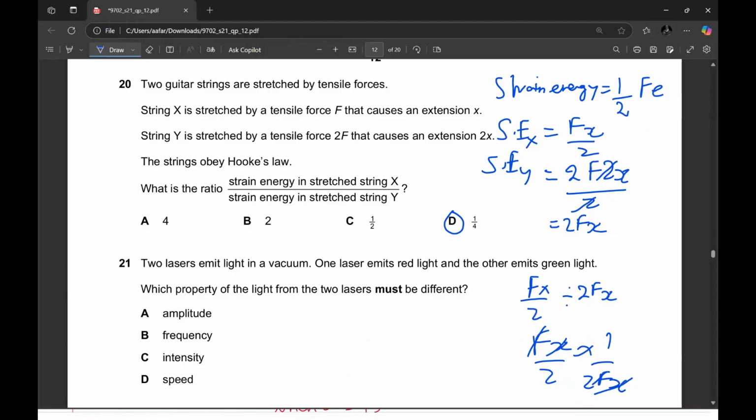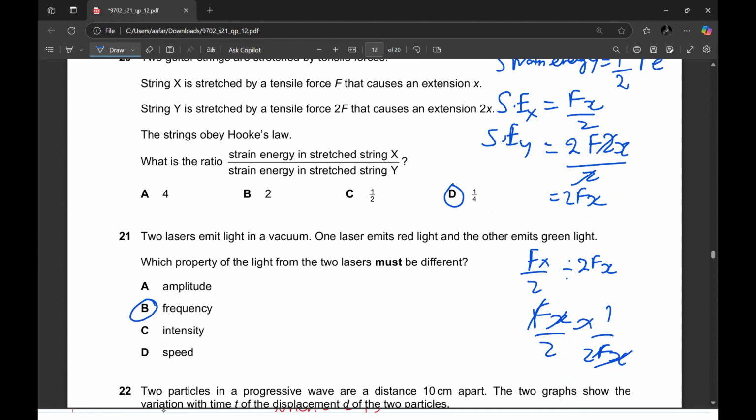Two lasers emit light in a vacuum. One laser emits red light, the other emits green light. Which property of the light from the two lasers must be different? Their frequency will be different, since their wavelength will be different and speed is constant.